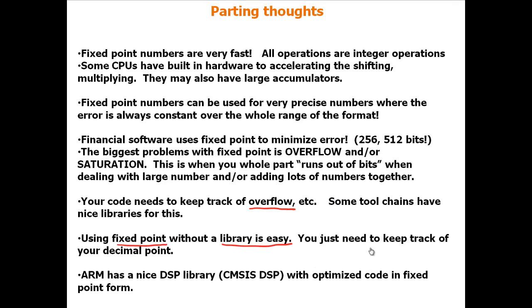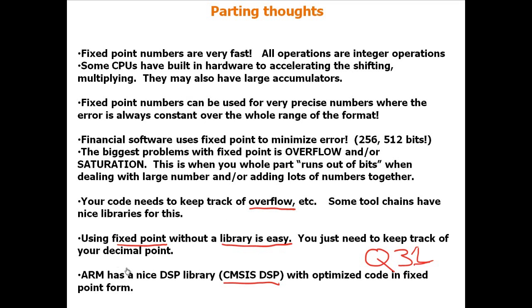Now, for example, ARM has a DSP library, the CMSIS DSP, that is optimized in a fixed point form for their processors. And in another video, we're going to look at their number format, and it turns out they use Q31. They have no bits of whole part. It's all in the fraction. You're thinking, why would I ever want to do that? It turns out that's a very smart thing to do for signal processing.